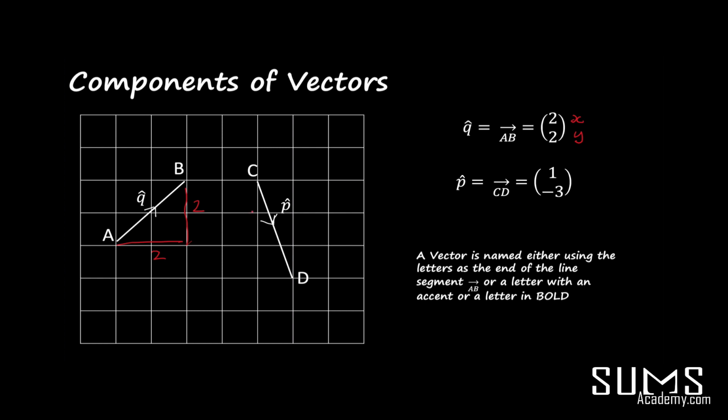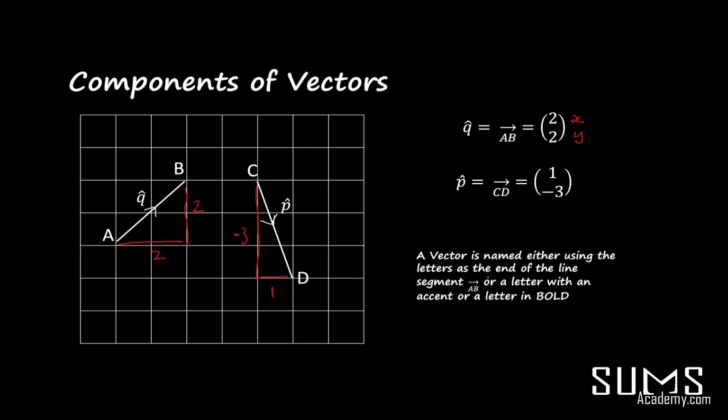What about for this one, p? Here we're saying it's going from C to D with a line above, so vector CD. It's gone along 1 in the x direction, where x this way is positive, and it's gone 1, 2, 3 down, so minus 3. This is how we get the vector p equals CD is (1, -3). That's what this means. It moves 1 along in the x direction and 3 down in the y direction.